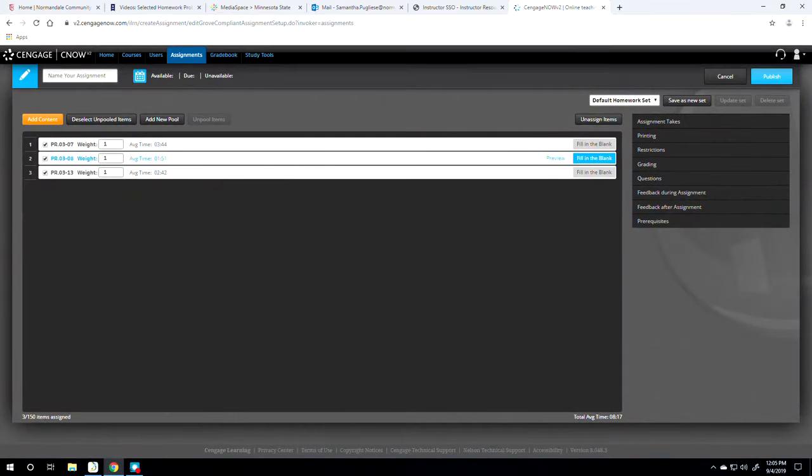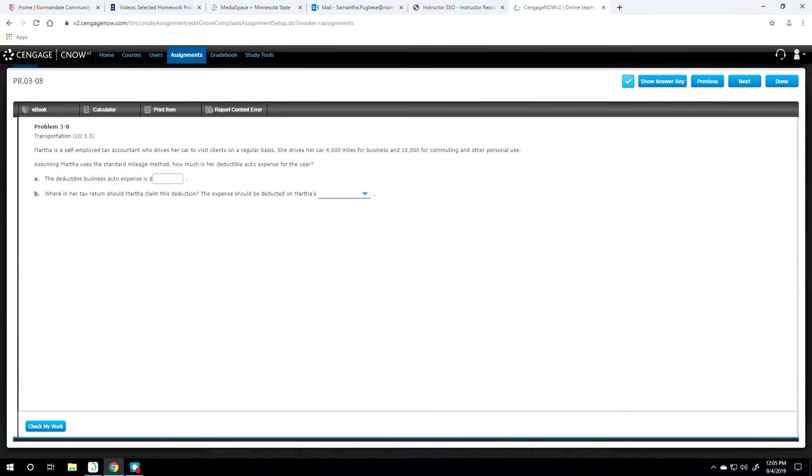Okay, let's look at problem number 8. This is another mileage one. Okay, so here Martha is a tax accountant. She drives her car 4,000 miles for business, 10,000 for commuting and other personal use. So in this problem, because she's using the standard mileage deduction, we don't need to come up with a ratio or a percentage like we did in problem number 7. Using the standard mileage deduction, all we have to do is know the number of business miles, which they give us. It's 4,000 miles right there.